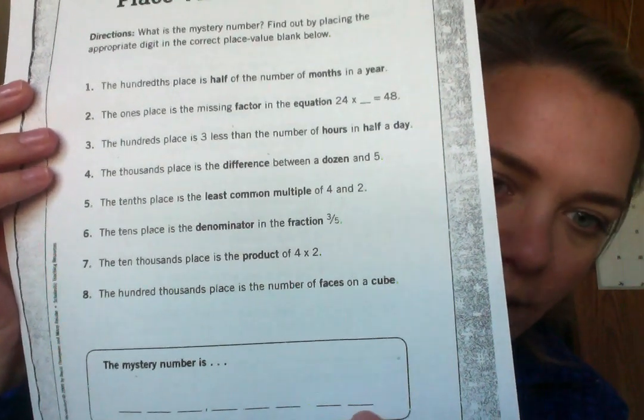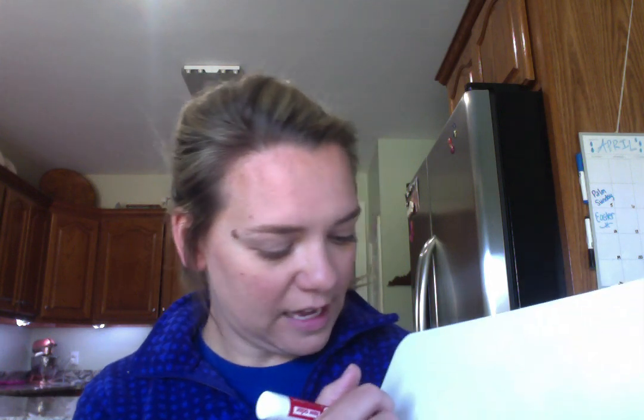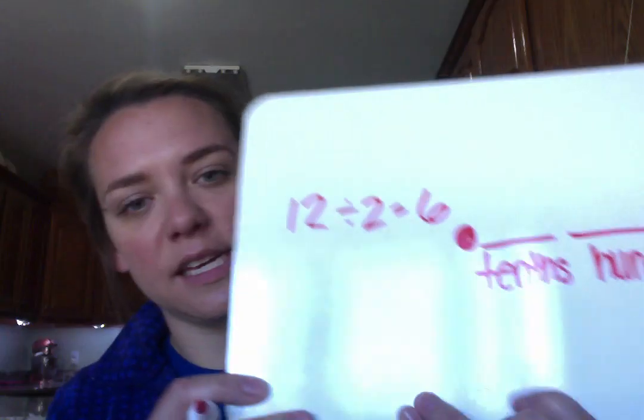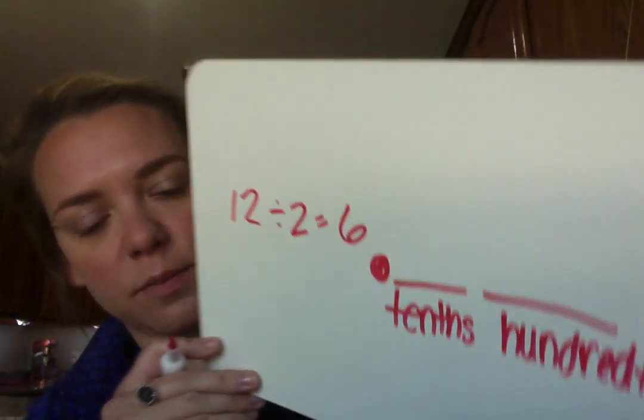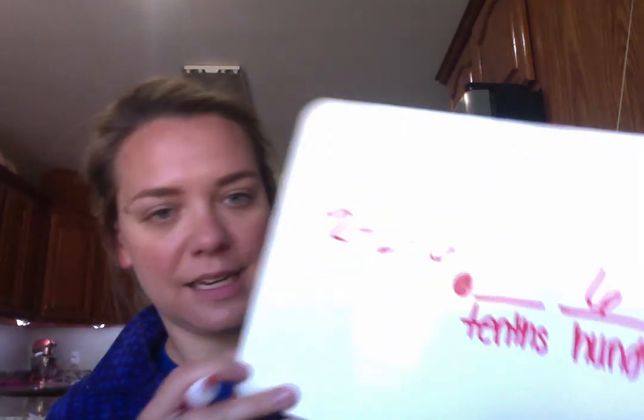So the first one is this far right number. What number is going to go in that far right place? And the clue says it's half the number of months in a year. Well, how many months are in a year? It's easy, Miss Tierney, 12. Half of that, so divide that by 2, equals 6. So the number that goes in your hundredths place is a 6.